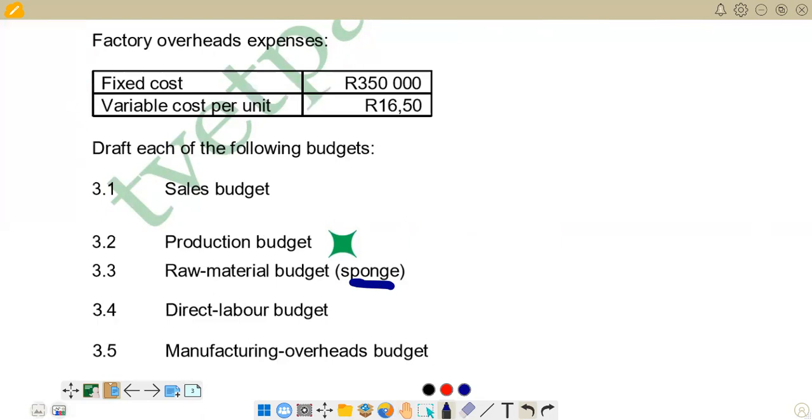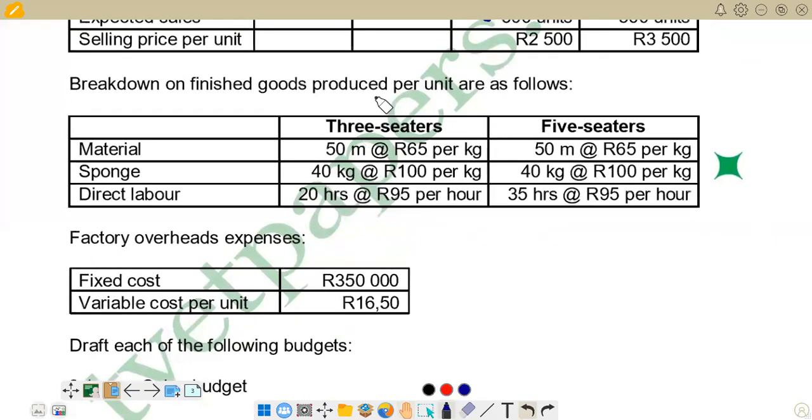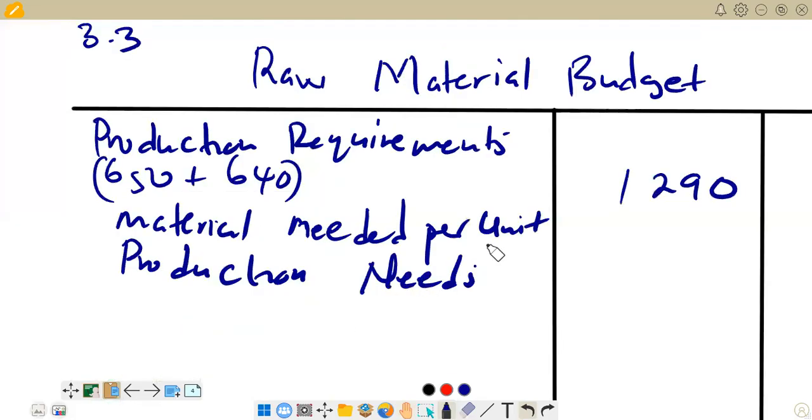So we are just going to go on the row of the sponge on the table that we are given. Here for sponge we are saying the material per unit. They've clearly indicated the breakdown of finished goods produced as per unit. Very important. So whatever we are given here is per unit. If you go to sponge, you'll see that there's 40 kg. This is the material per unit. And it also applies to the 5-seaters, 40 kg. So we've got the same material per unit, which is 40 kg. So 40 is the figure that we are looking for. We're going to put that 40 there. So here we are saying material needed per unit, 40.